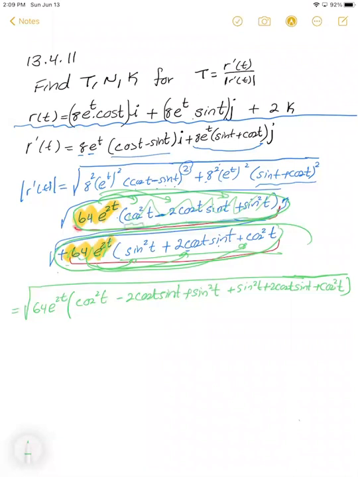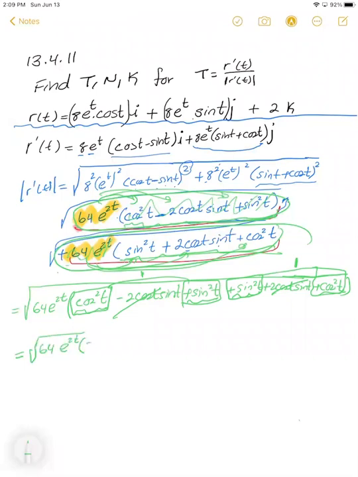I just wrote all these guys inside one parenthesis. We know cosine squared plus sine squared is 1. I have another sine squared plus cosine squared, that also gives me another 1. So that plus that is 1 under the radical. Cosine squared plus sine squared, that's also 1. Minus 2 cosine plus 2 cosine cancel each other. So I just get a square root of 64 e to the power 2t times 2.